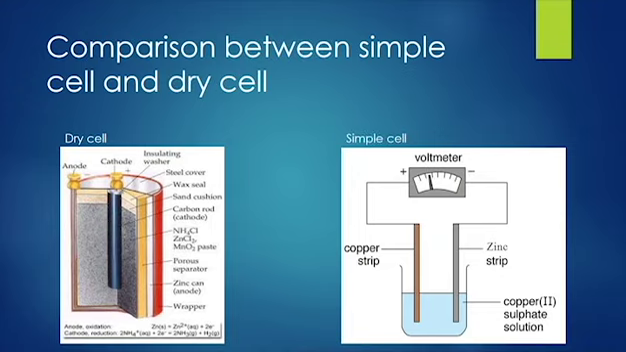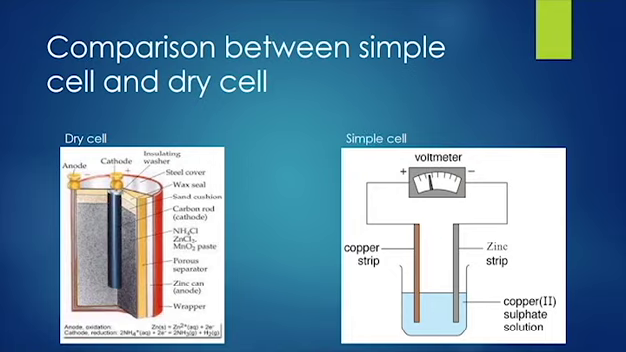But in the dry cell, as we discussed earlier, the chemical which is conducting electric current is compact as a paste inside the cell. Simple cells are the simplest to prepare, and dry cells are very complex to prepare.